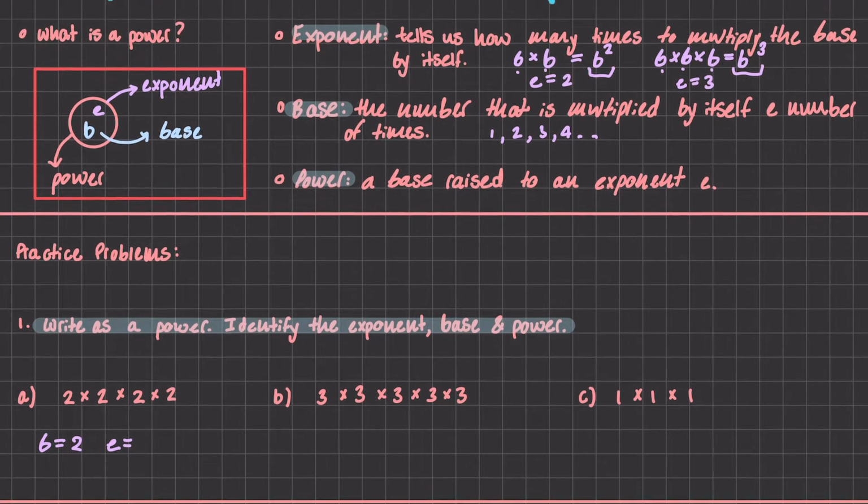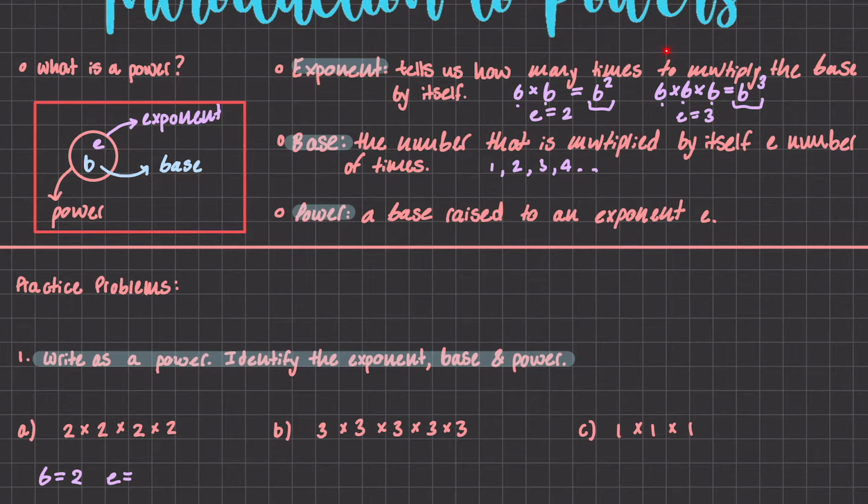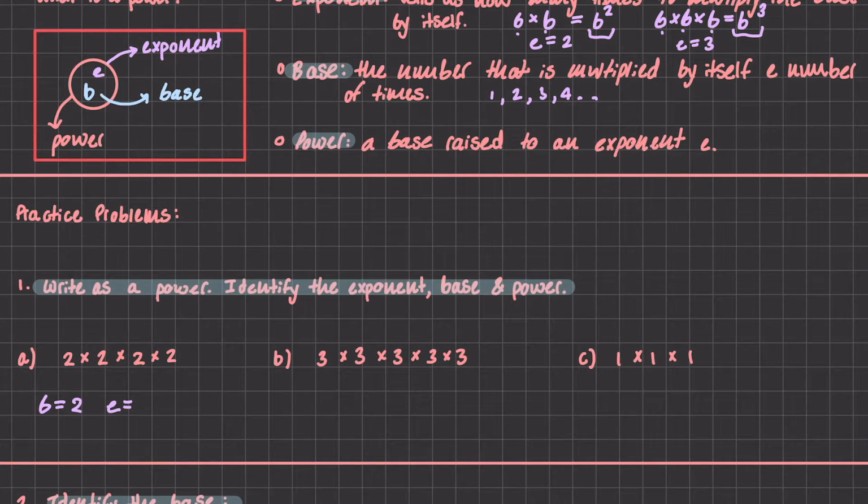Like in the previous example above, we're also going to try and determine the exponent. The number 2 appears 1, 2, 3, 4 times. Therefore, the exponent is equal to 4. And if we're going to write this as a power, we're going to put this in the form that we discussed earlier. We're going to write the base, which is equal to 2, and we're going to raise this to 4. That is our power.